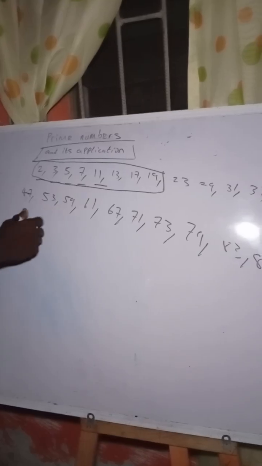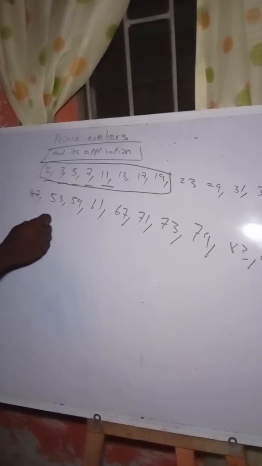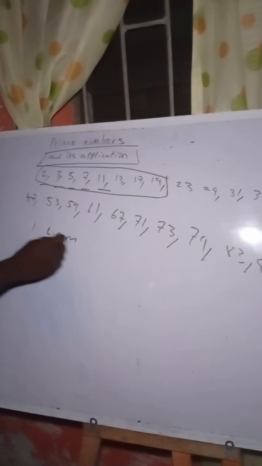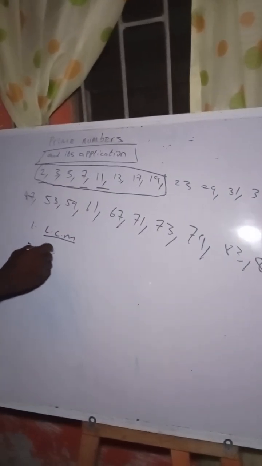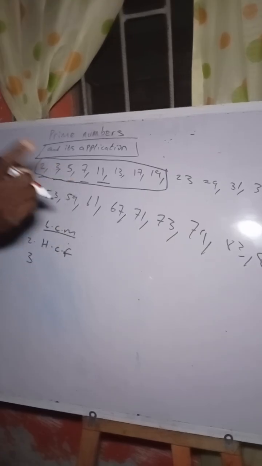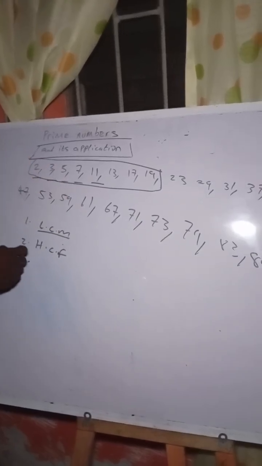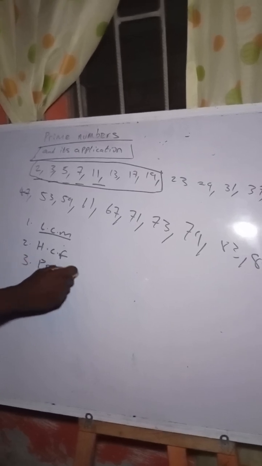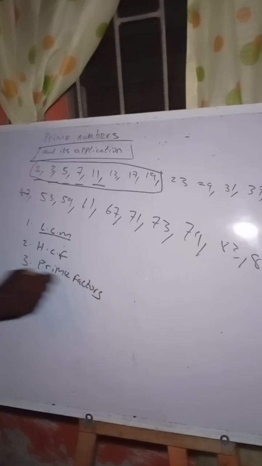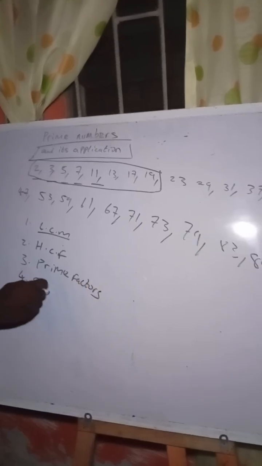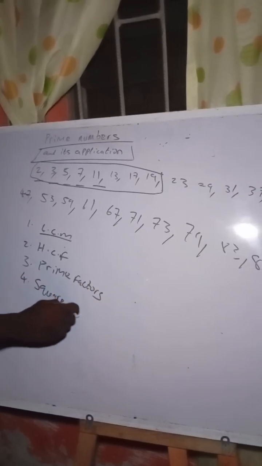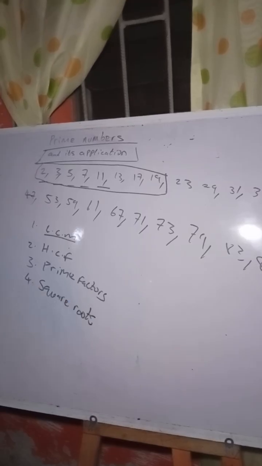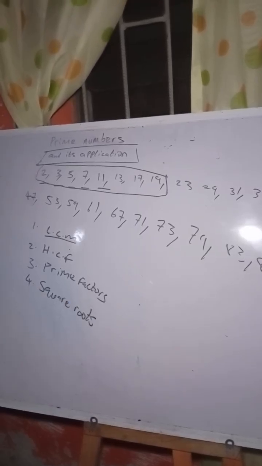How do you apply prime numbers? All these you see here, they can be applied in LCM, which is lowest common multiple, HCF, highest common factors. LCM is also called least common multiples. It can also be applied in prime factors, and in square roots of numbers. So we're going to start with prime factors and square roots.